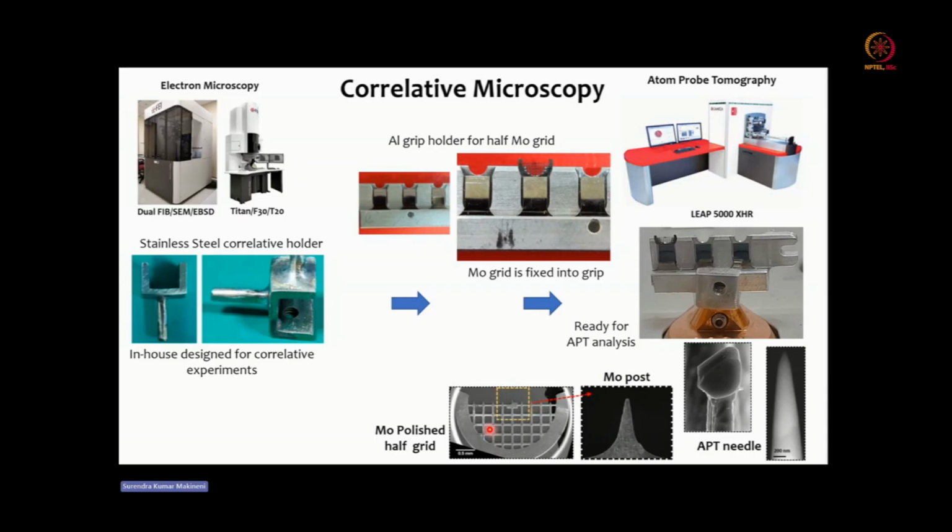Now, this holder can be held in a sample holder like this, which is also used in FIB systems for holding the copper grids, and we made special correlative holders which can hold these sample holders, and that can be fit to the puck. This puck can go to the atom probe tomography, so that we can field evaporate that particular needle specimen for the chemical analysis.